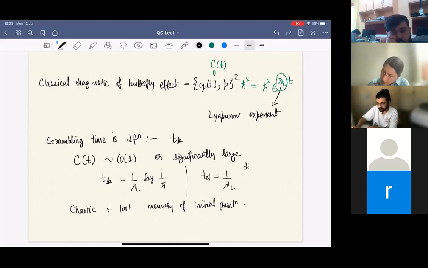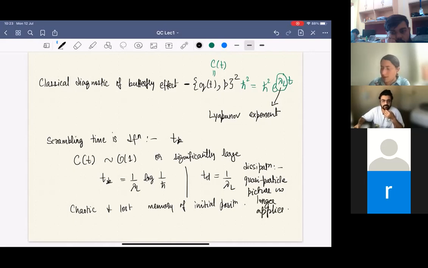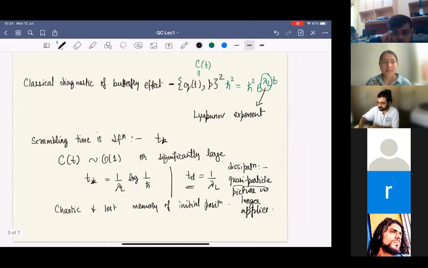To clarify again, dissipation time is when the quasi-particle picture no longer applies. For people familiar with statistical mechanics, there is this notion of integrability and non-integrability. After TD, the dissipation time, the system is no longer integrable. And after T star, the system has descended into proper chaos, completely non-integrable. T star is the scrambling time.